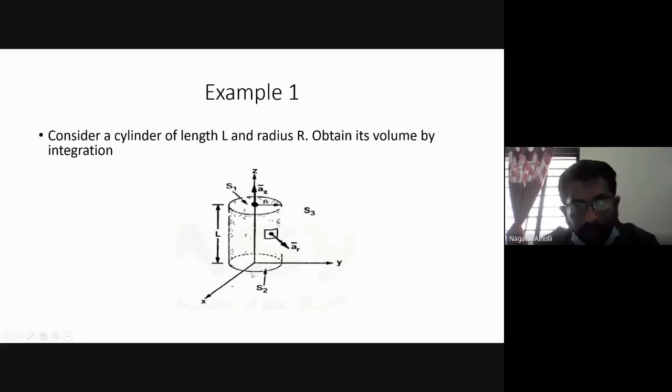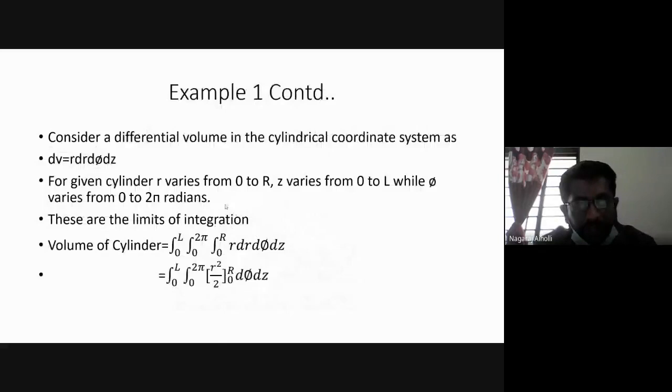Then the angle phi. As we know from the last class on the cylindrical coordinate system, it is the angle subtended by the half plane, and it is 0 to 2 pi. It rotates one complete rotation, 0 to 360 degrees. Now we came to know the limits. For the given cylinder, R varies from 0 to R, Z varies from 0 to L, while phi varies from 0 to 2 pi radians.